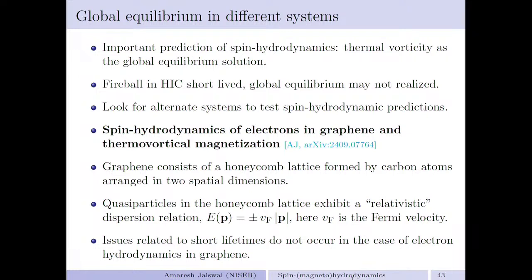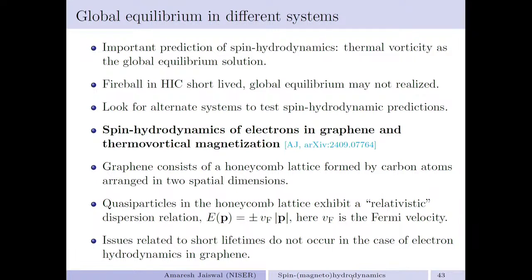Anyway, about spin-spin interaction: there are many papers which say that the time scale for it to achieve equilibrium is large. One can simply relate this to the mean free paths for the spin-spin interaction, and that is large actually. Therefore, one should look for an alternate system where we can test the prediction of spin hydrodynamics, which is the thermal vorticity, and which does not suffer from this short lifetime problem. One such system is graphene.